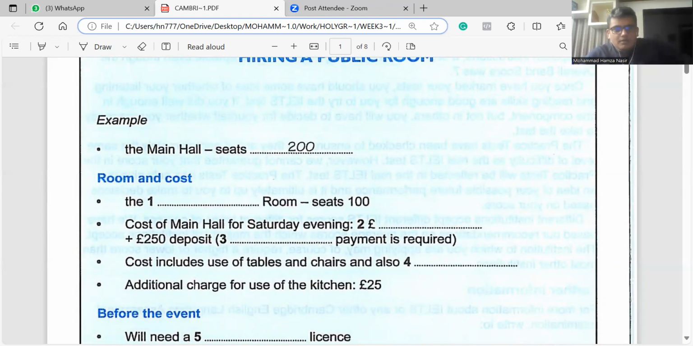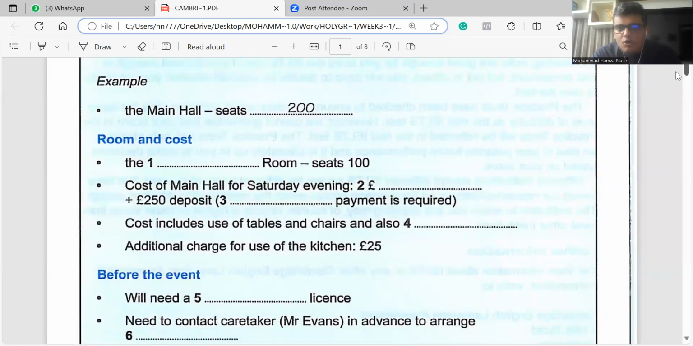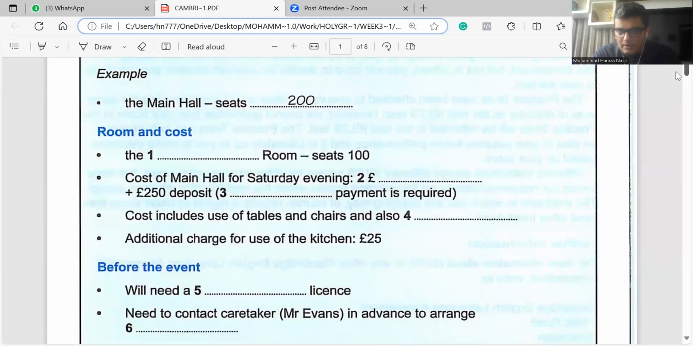So if you look at room and cost, the dash room seats 100. So room and 100 will be my keywords, okay? If I look at question number 2, the main hall, £250 deposit payment, these will be my keywords through which I can extract the answers for questions 2 and 3, okay? For number 4, it will be cost, tables, and chairs, okay? So always underline the keywords in the question statement because they are very conducive in terms of helping you extract your answer, okay? Also, you can brainstorm for plausible answers.